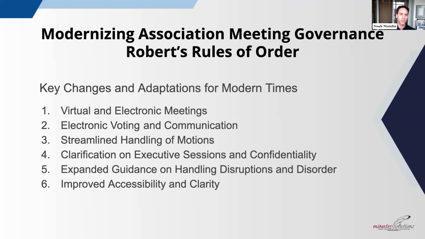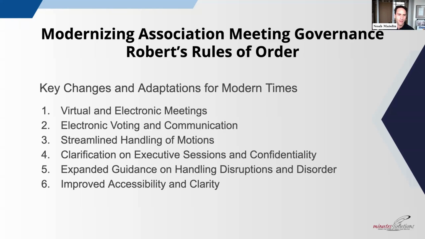The next one is electronic voting and communication. In previous editions, voting procedures were primarily designed for in-person meetings with little consideration for remote or electronic voting. This one obviously ties in very well to quorum. In the latest edition, the book talks about this very explicitly. It clarifies the legitimacy of electronic voting if permitted by an organization's bylaws and outlines best practices for securing and verifying votes.